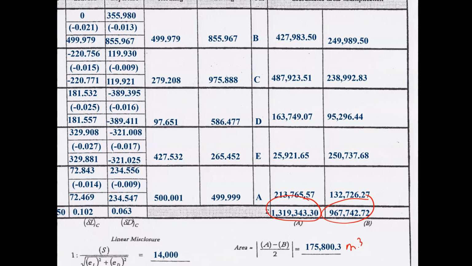175,800.3 meter squared. I think just one decimal place is good enough. Don't have to worry about putting more than one in there. All right, so that basically wraps up a successful traverse calculation. You've done the field work, you've done the calculation, you've done all the corrections, and come up with the final answers that we want, the coordinates as well as the area.